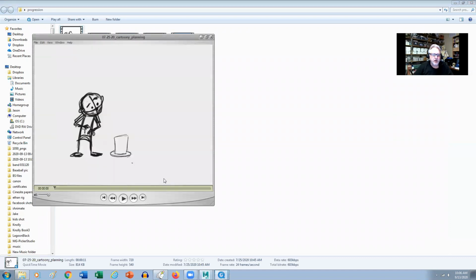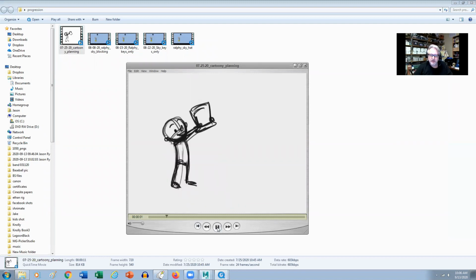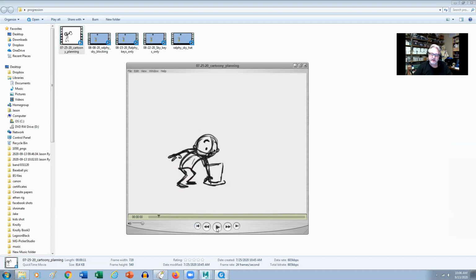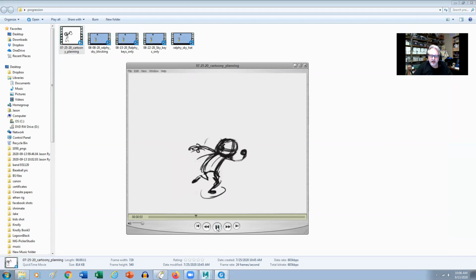This is it, right? I basically just planned it out very, very simply. You can see here, this is the character, there's the hat. I have the hat on a separate level, and then I just put it on there, so as soon as he interacts with it, it's on the same level. Okay, so I have him pick up the hat, look at it upside down, throw it up in the air.